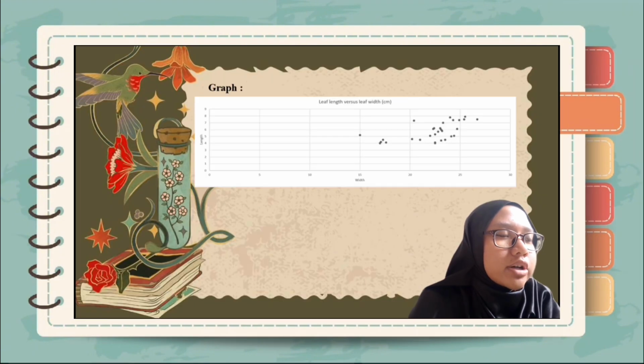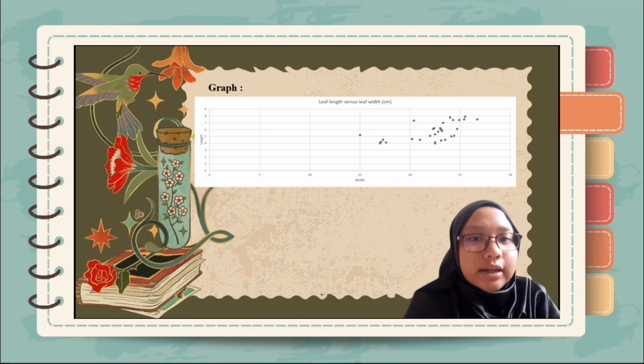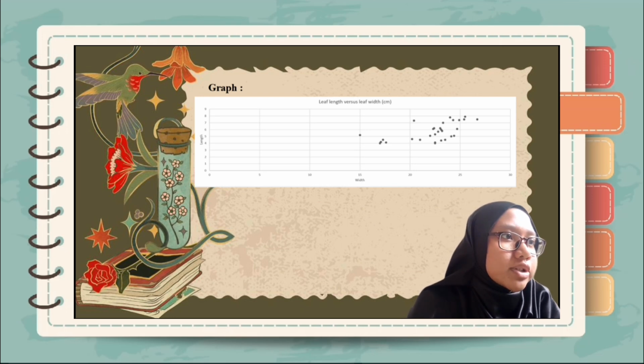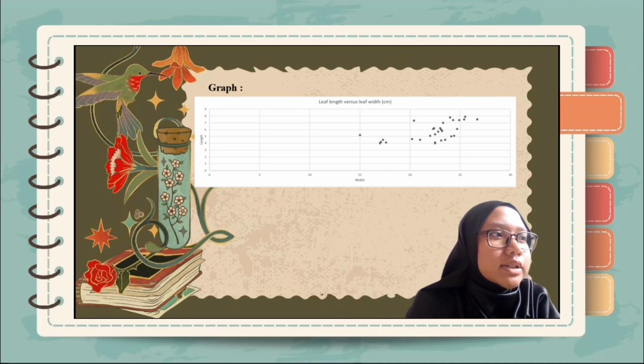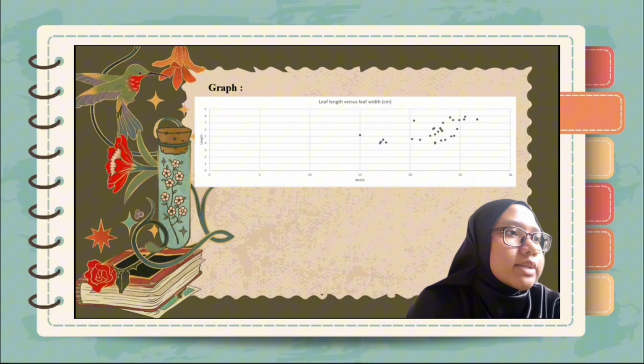This is the graph that we got after we plotted it from the data that we got. So the distribution of the graph is more to the right side of the graph, which is between 15 until 30 for the width, and for the length, which is between 4 until 8 centimeters.